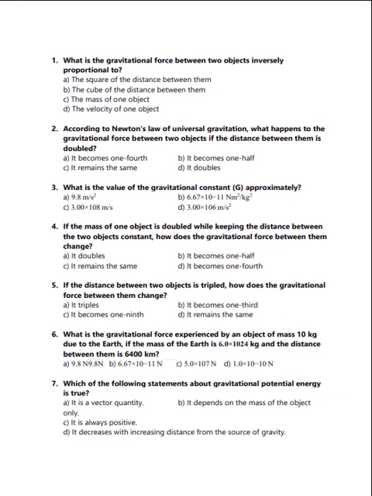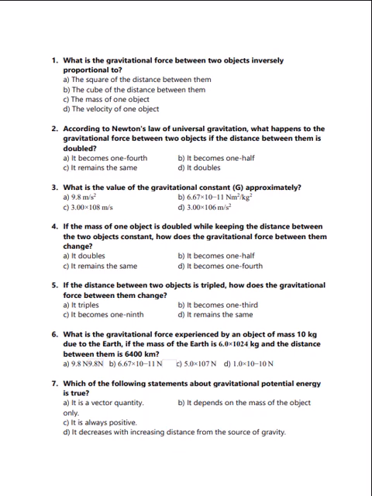What is the gravitational force between two objects inversely proportional to? Options are A. The square of the distance between them, B. The cube of the distance between them, C. The mass of one object, D. The velocity of one object. So the correct answer for question 1 is A. The square of the distance between them.